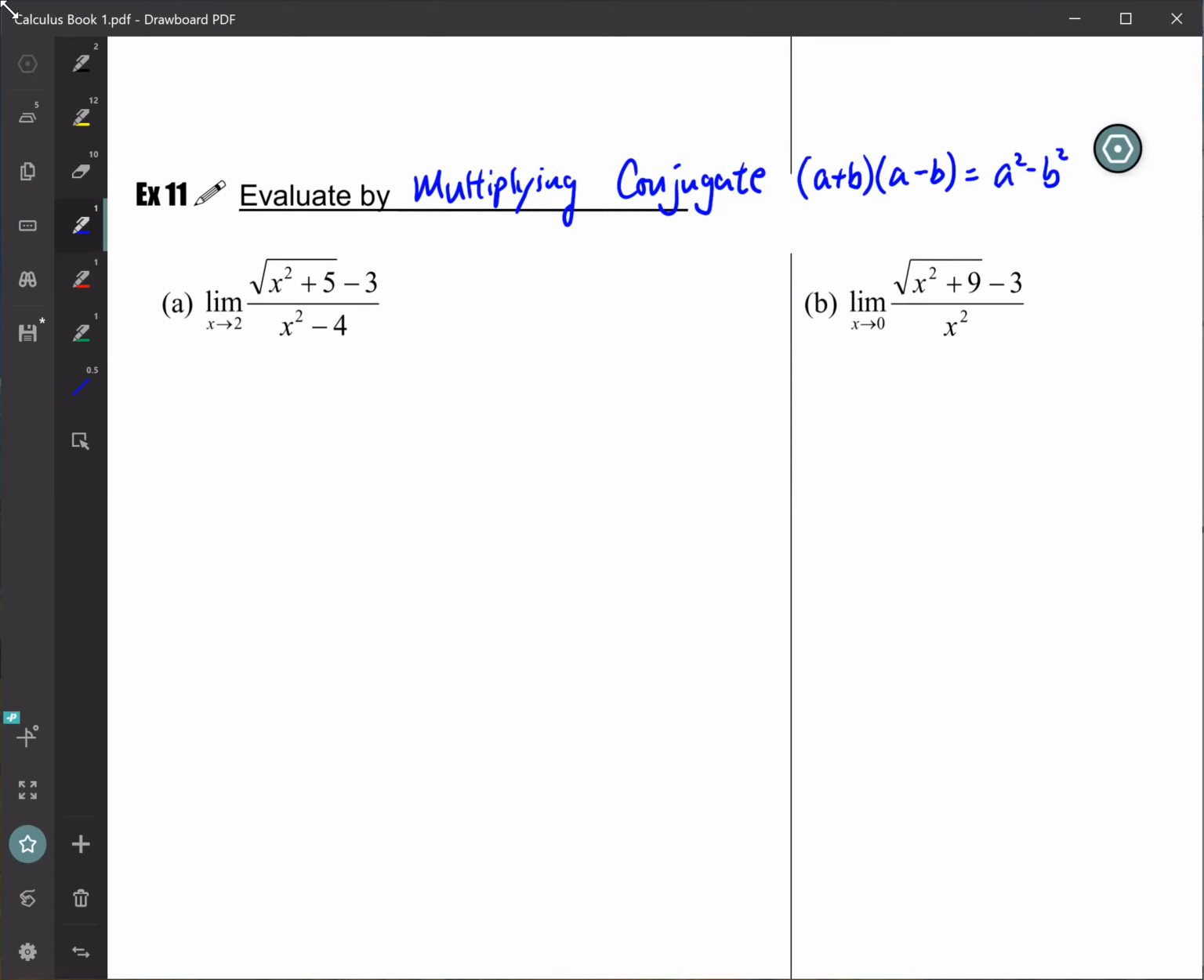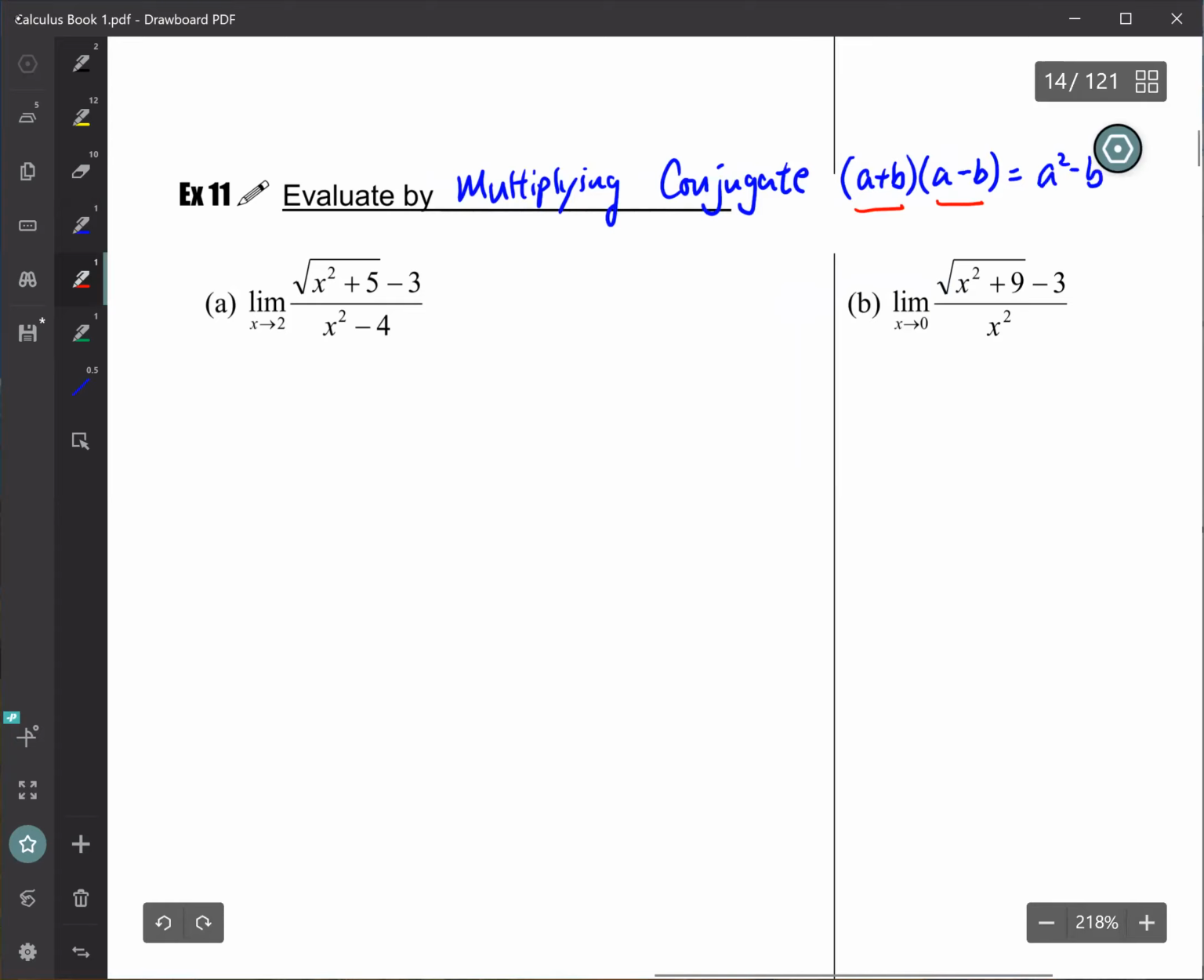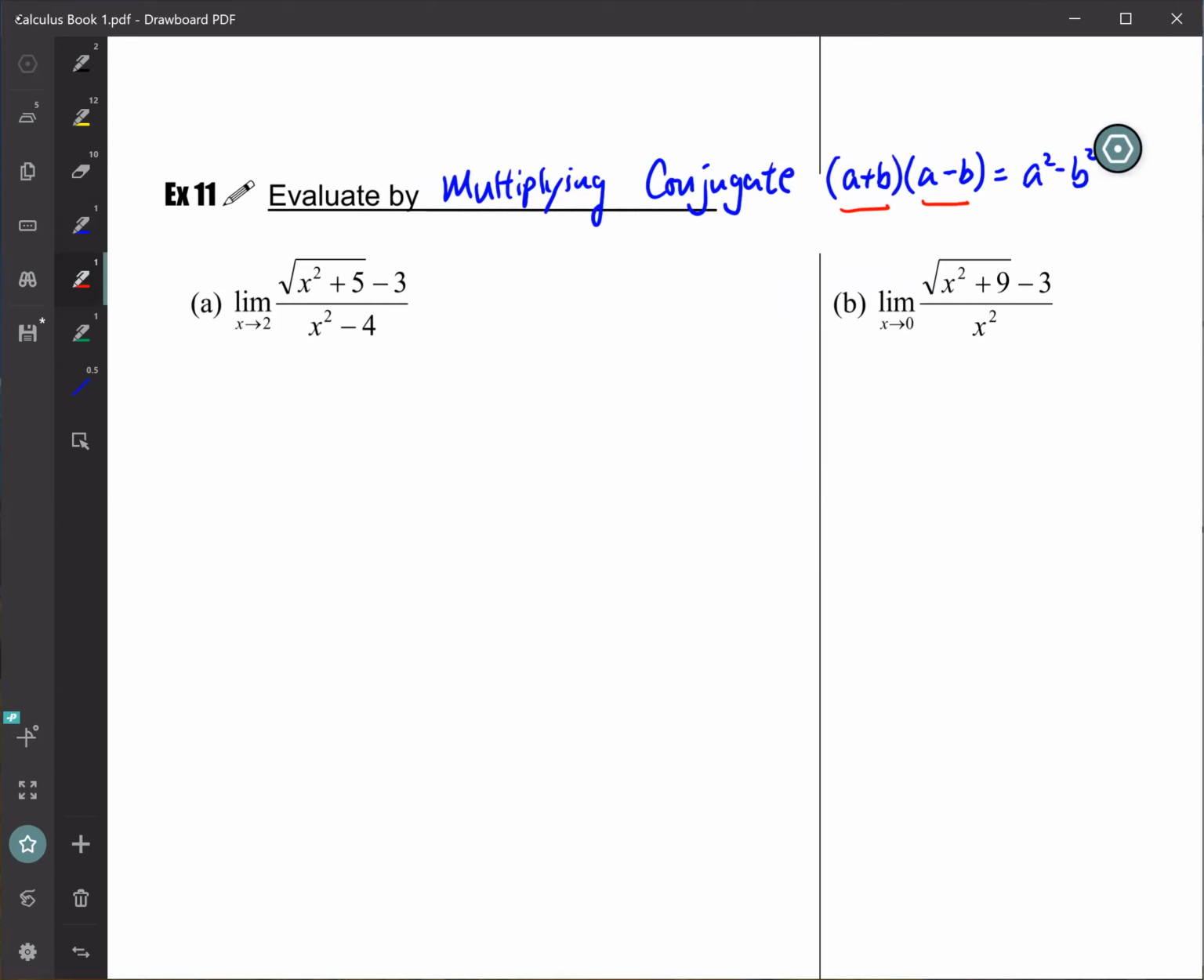Okay, so the two things here, a plus b and a minus b, they are conjugates. So a plus b is the conjugate of a minus b, and a minus b is the conjugate of the other one. When do we need to use this method? Most usually when you see square roots. But of course, you always try substitution first, because sometimes if you substitute and it's not 0/0, then you get the answer and you finish. You don't need to do conjugate right away.